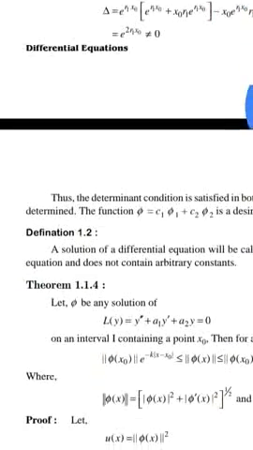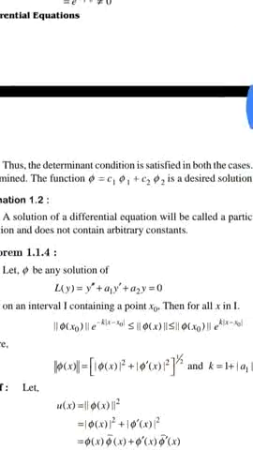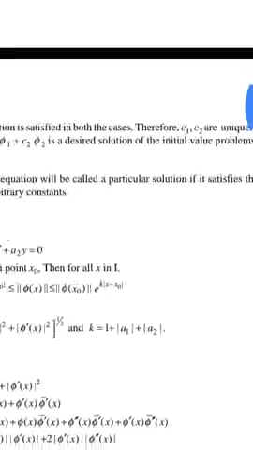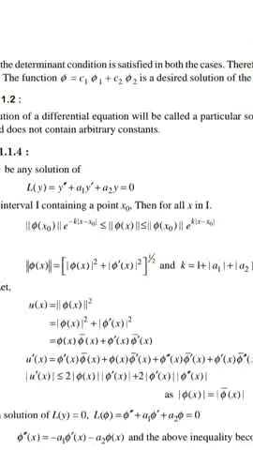This function phi, phi is equal to C1 phi 1 plus C2 phi 2, is the desired solution of the initial value problem.